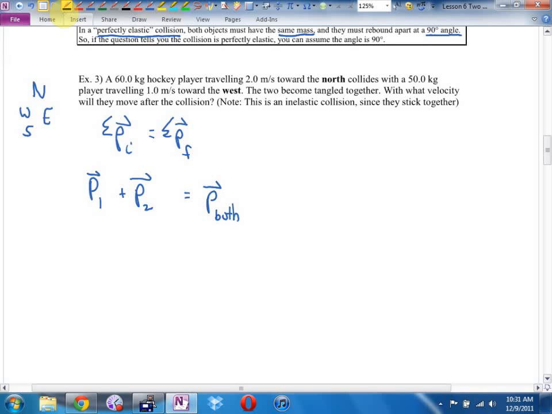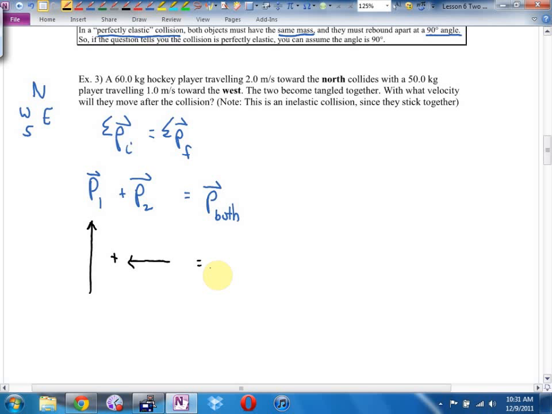Plus... what direction is the second hockey player traveling? Equals, I'll leave the right side blank for a second. Now, how will I add these two arrows together? Draw them? Problem, I don't know how big the arrows are.